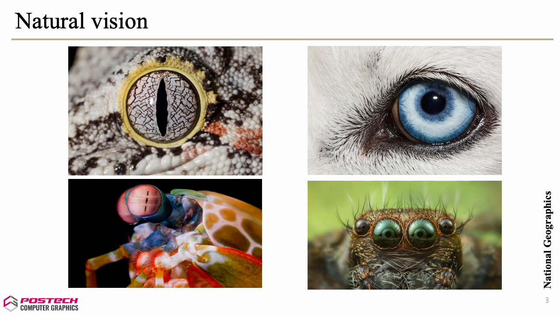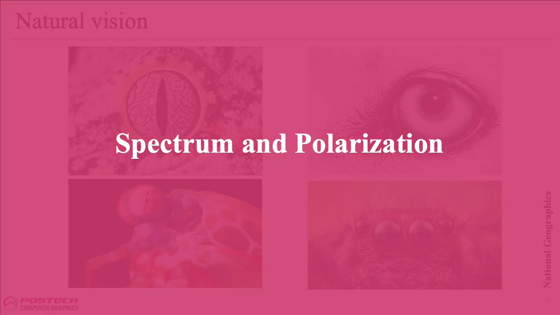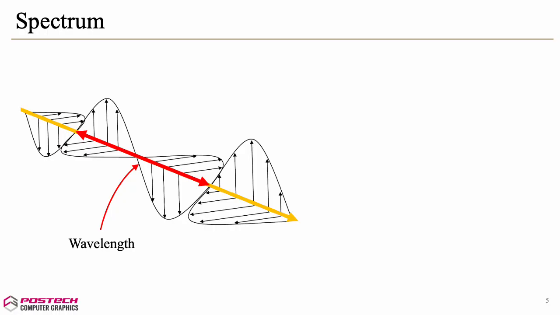But what about natural vision? Have you ever imagined seeing beyond simple RGB data? Animals in harsh environments with limited brain capacity often rely on visual systems that extend beyond simple RGB data. They utilize unique wave properties of light, such as spectrum and polarization.